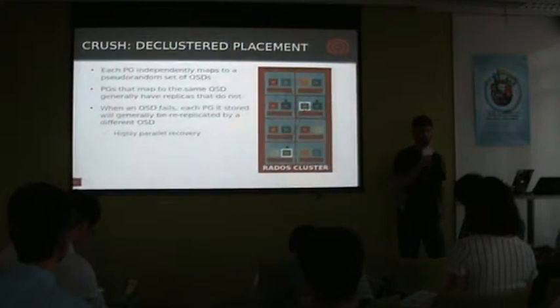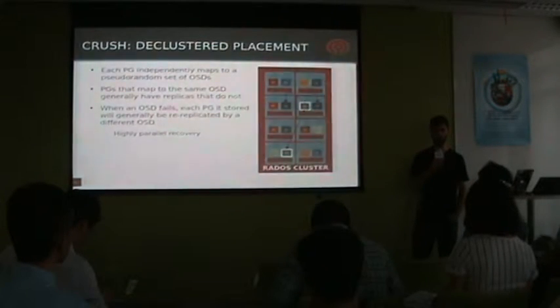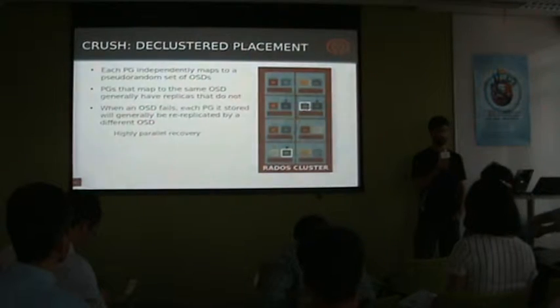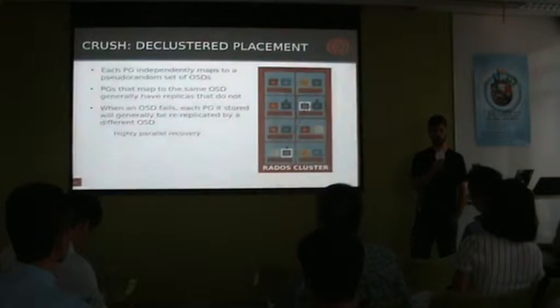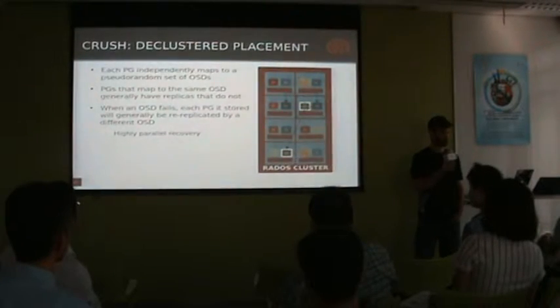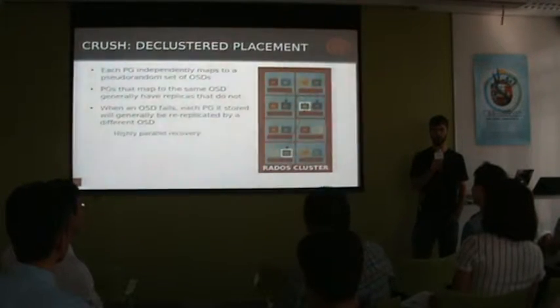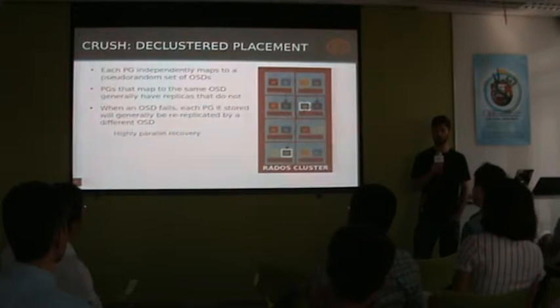So a nice property of CRUSH is that placement groups are declustered. That is, if two placement groups share an OSD, typically the other replicas for those two placement groups will be on different OSDs. This means that if an OSD with about 100 placement groups dies, we won't have one new OSD performing recovery. We'll have 100 of them, each recovering about one placement group. So this drastically speeds up recovery and reduces hotspots due to recovery.